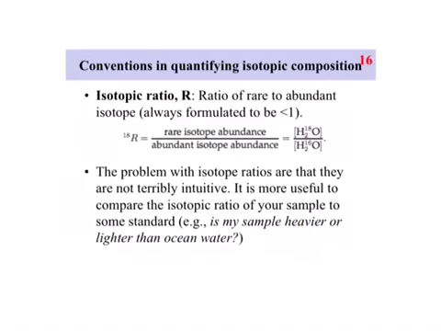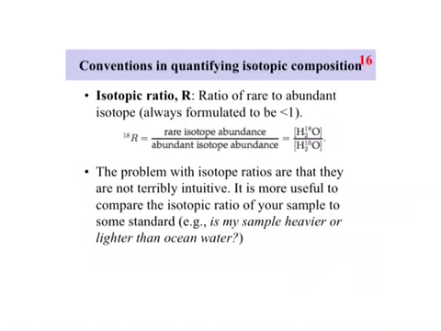So the way that we measure how heavy or how light isotopes actually are is through a process that involves the isotopic ratio. So the isotopic ratio is the ratio of the rare isotope, which in this case would be oxygen 18, to the abundant isotope. It's always formulated so that it's less than 1. But the problem with these ratios is that they're not terribly intuitive. For one, the rare isotope abundance is usually so much less than the abundant isotope that you end up with these really, really small numbers that are hard to compare to each other.